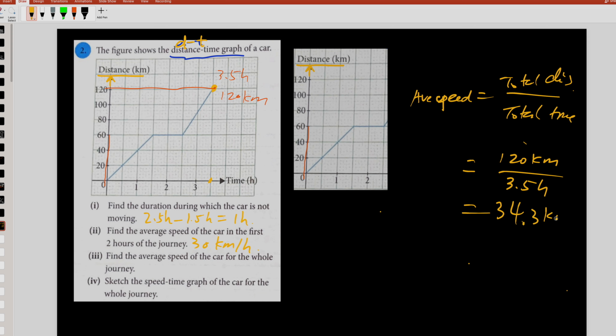34.3. Is it a good number? It is rounded up. Can you give me a fixed number, the exact one?